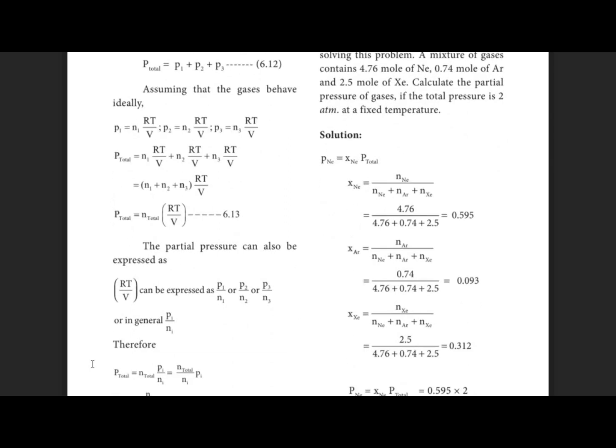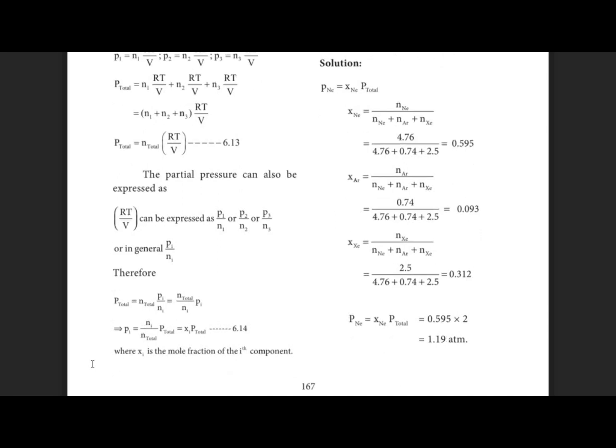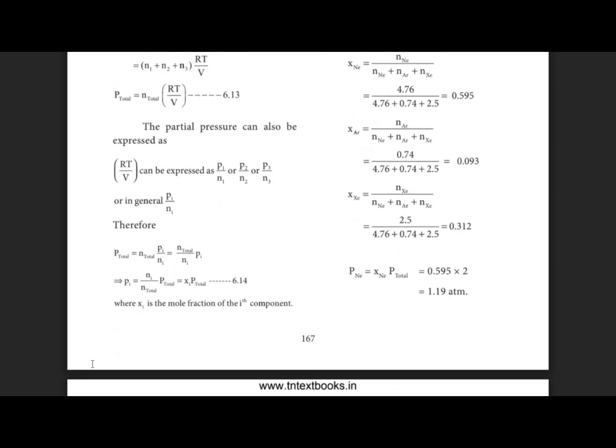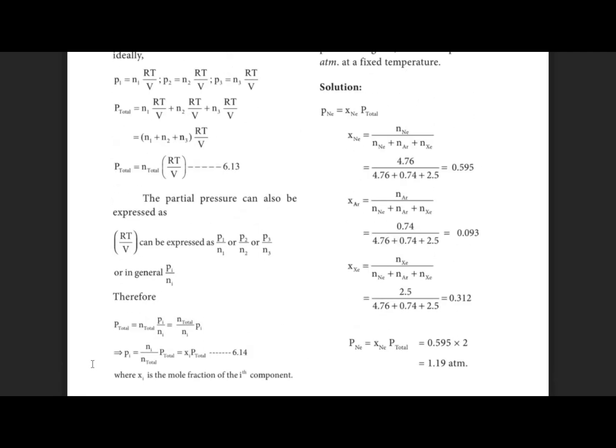The RT by V can also be expressed as P1 by n1 or P2 by n2 or P3 by n3, or in general Pi by ni. Therefore, P total is equal to n total into P1 by n1, that is, P1 is equal to n1 by n total into P total, that is, P1 is equal to X1 into P total. We can call this the first equation, where X is the mole fraction of the ith component.